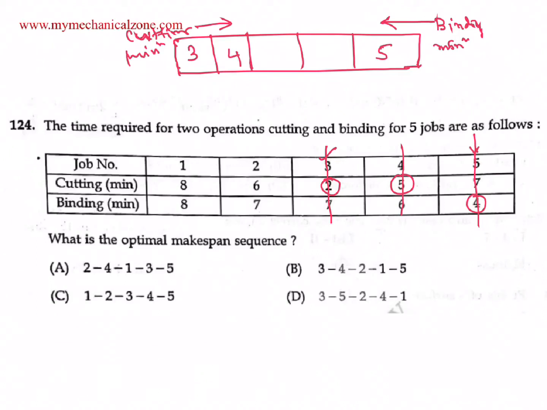Then next minimum is this one. This is in cutting side. So put in cutting side, job number 2. Rest not required. Directly you can put 3, 4, 2, 1, 5. So from the options, 3, 4, 2, 1, 5, B is your correct answer.